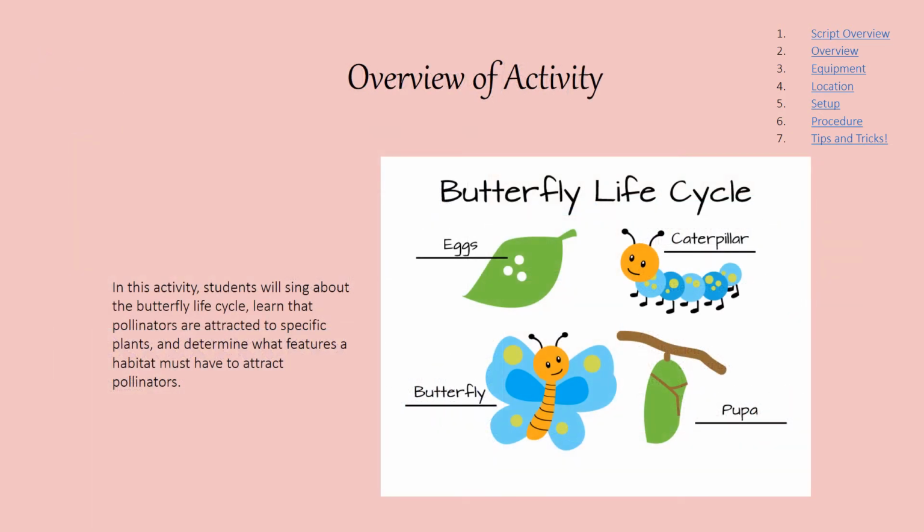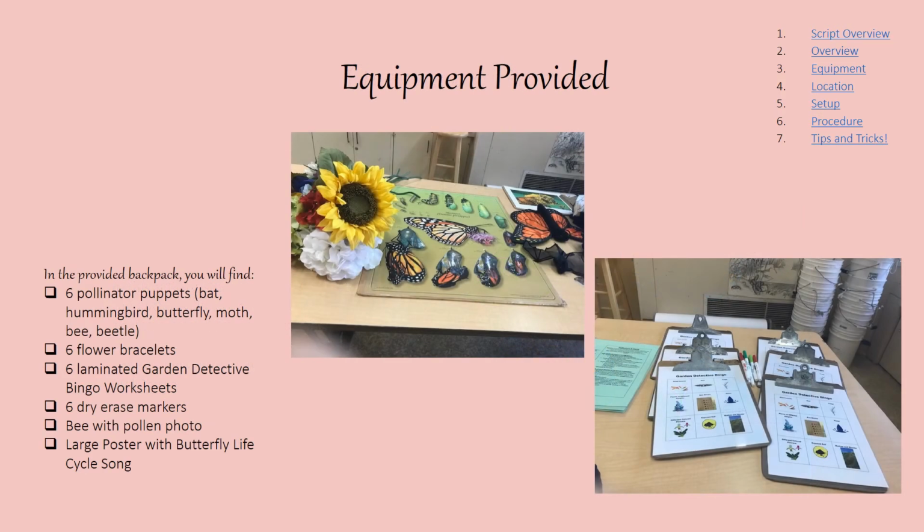In this activity, students will sing about the butterfly life cycle, learn that pollinators are attracted to specific plants, and determine what features a habitat must have to attract pollinators. In the provided backpack, you will find 6 pollinator puppets, 6 flower bracelets, 6 laminated garden detective bingo worksheets, 6 dry erase markers, bee with pollen photo, and a large poster with the butterfly life cycle song.